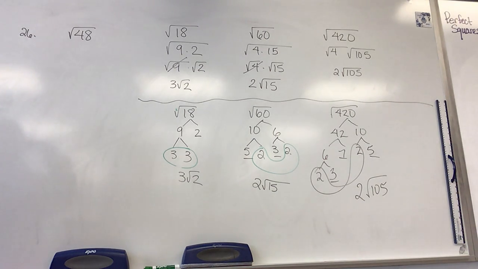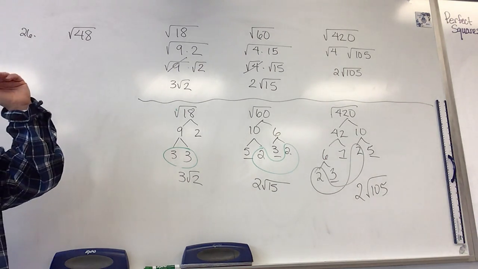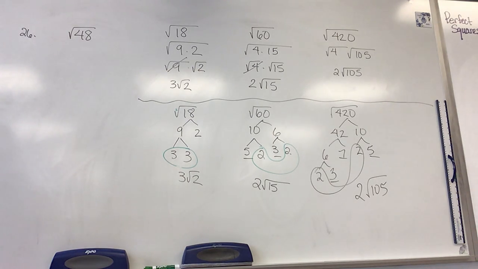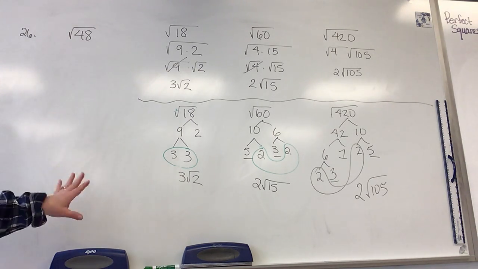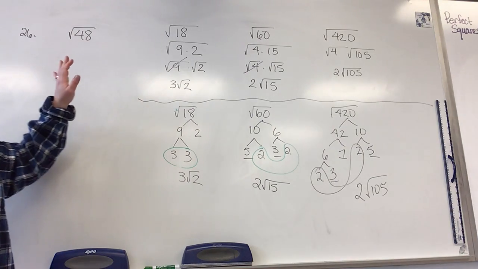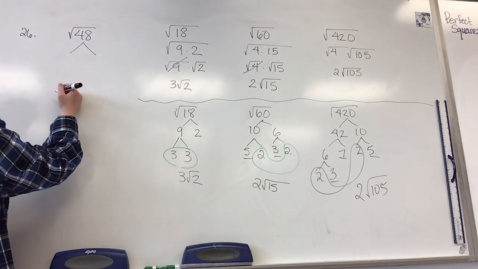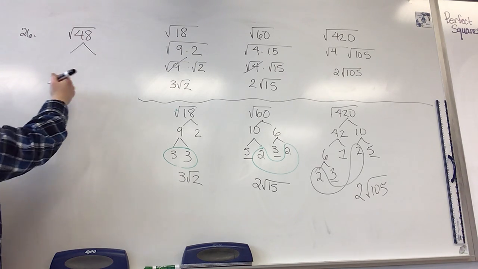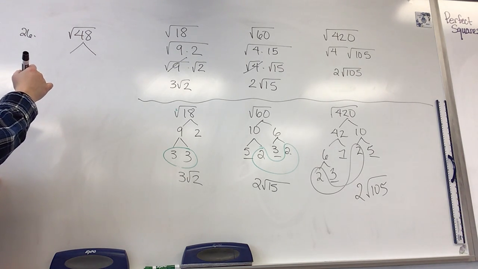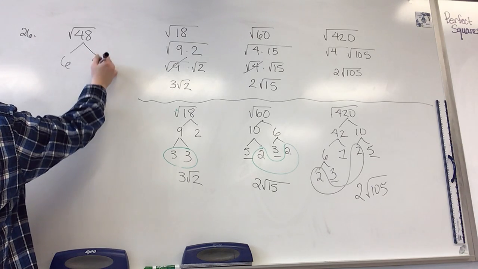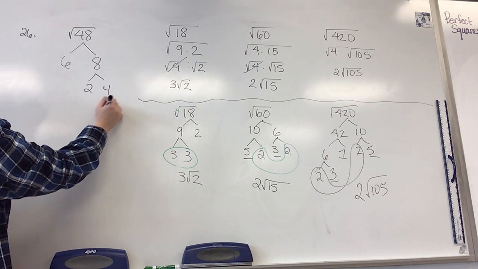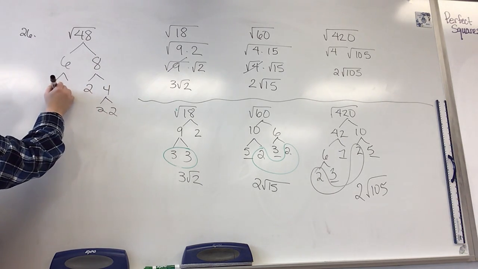Okay, the 48, what would you like? You want factor tree or prime or perfect squares? Factor tree or perfect squares? Okay, so if we do the tree, what would you like 48 to be? Say it again. 6 and 8? 2 and 4, 2 and 2, 3 and 2.